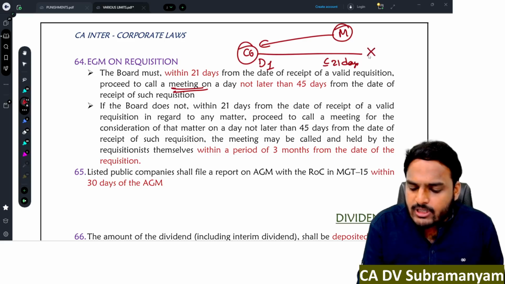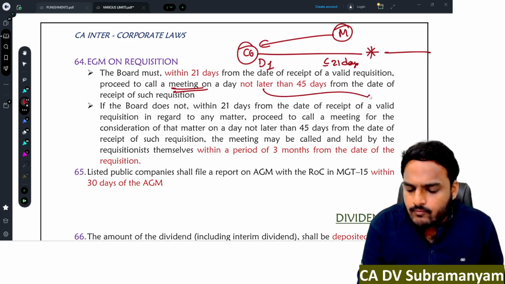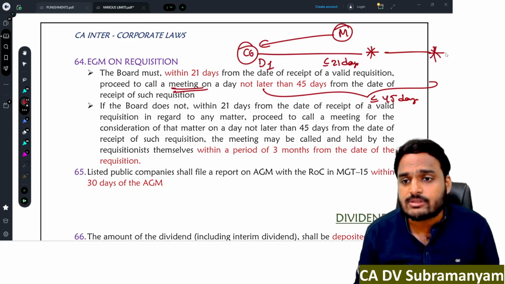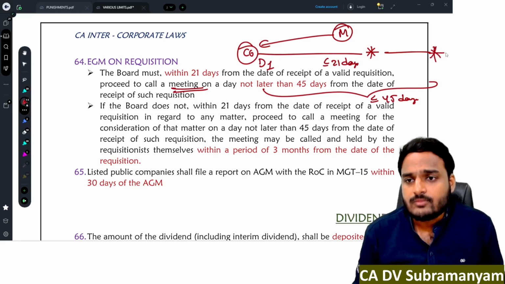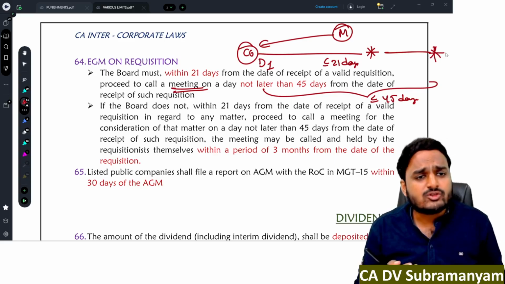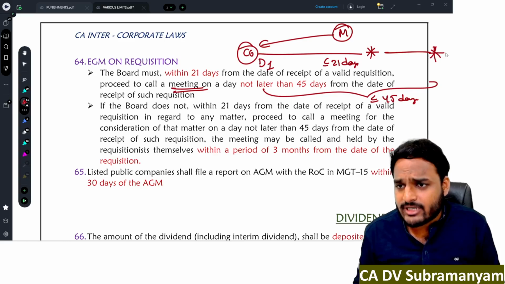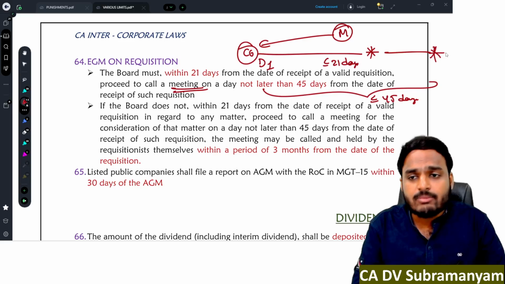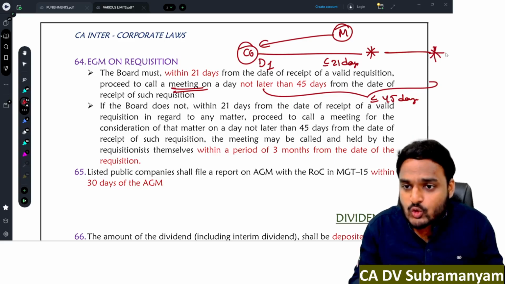And within 45 days, that meeting shall be concluded. So the meeting shall be concluded within 45 days from the date of receipt of requisition. So within 21 days, company has to make all arrangements for calling general meeting, and within 45 days of date of receipt of requisition, meeting shall be conducted, meeting shall be concluded.